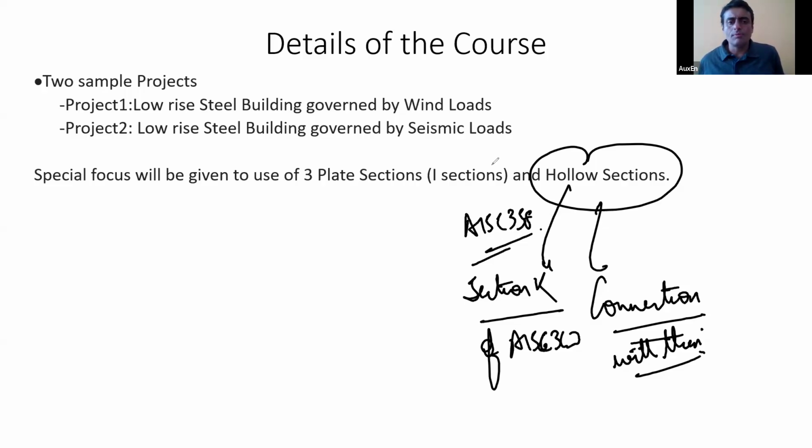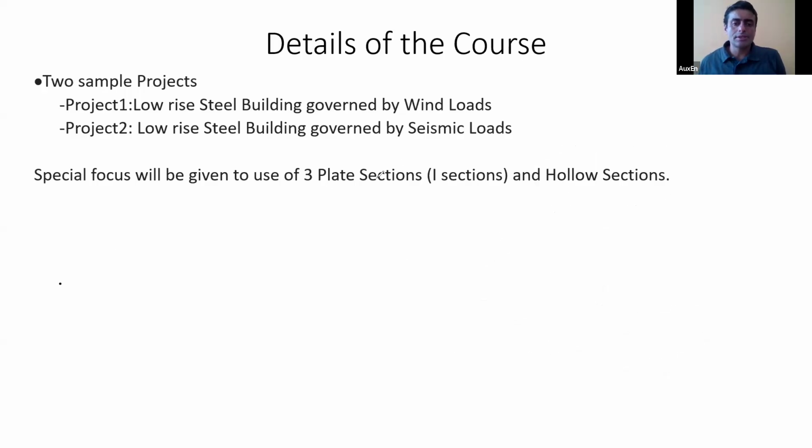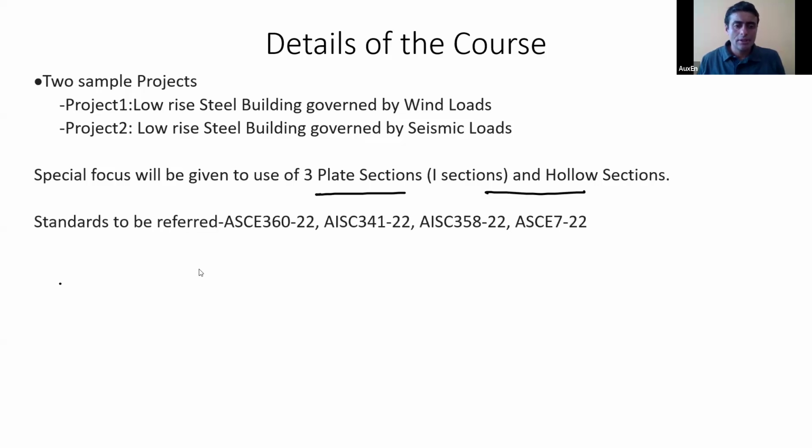which, of course, are difficult to execute on site, difficult to fabricate, and quite complex, I would say. But then there are options available. Options are given in AISC 358 and in this section K of AISC 360. Anyway, so some advantages, some disadvantages, but these are some of the most preferred sections. And therefore, we will also focus more on these sections.